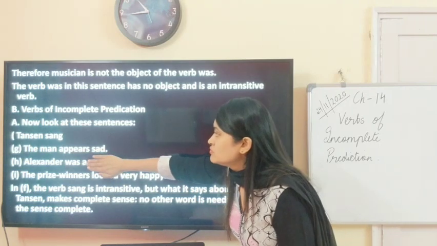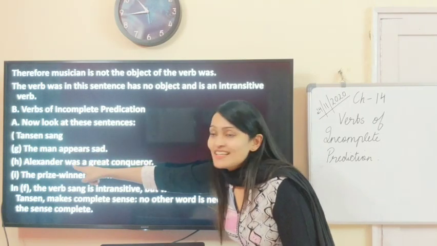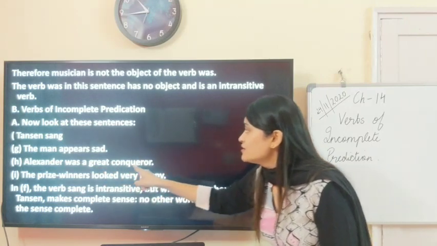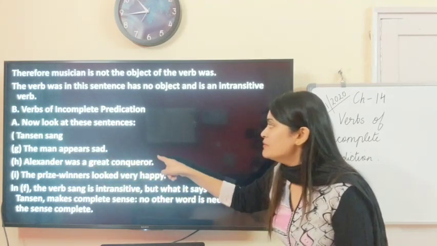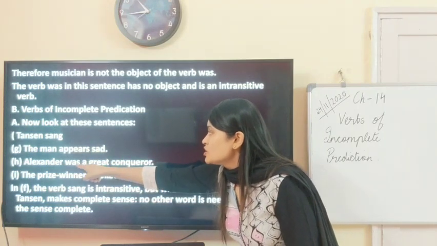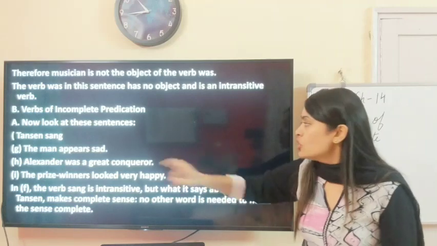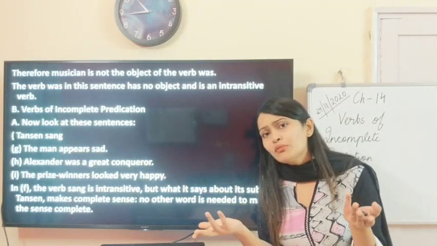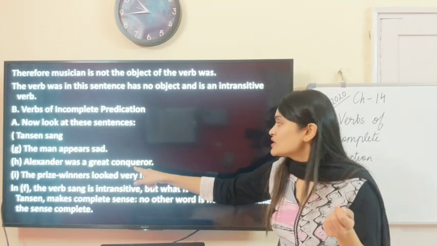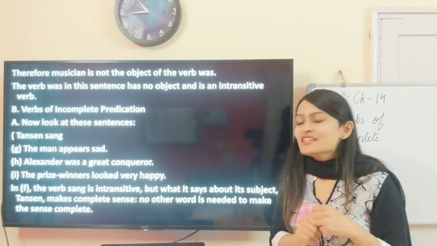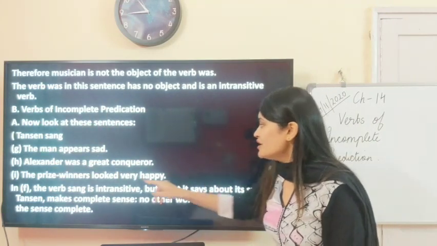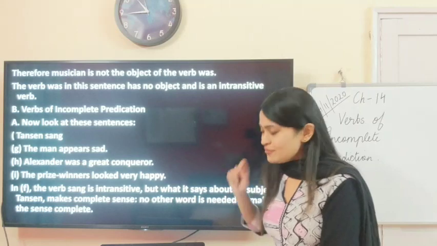Alexander was is an incomplete prediction verb. It requires the help of this complement. This group of words is called complement. This word is called complement. So these words assisting the verb of incomplete prediction are called complement. What kind of complement? Where is it placed? The complement is in the place of object, right? So it is objective complement. Suppose the complement would have been on that side, it would be subjective complement. Very happy, objective complement.